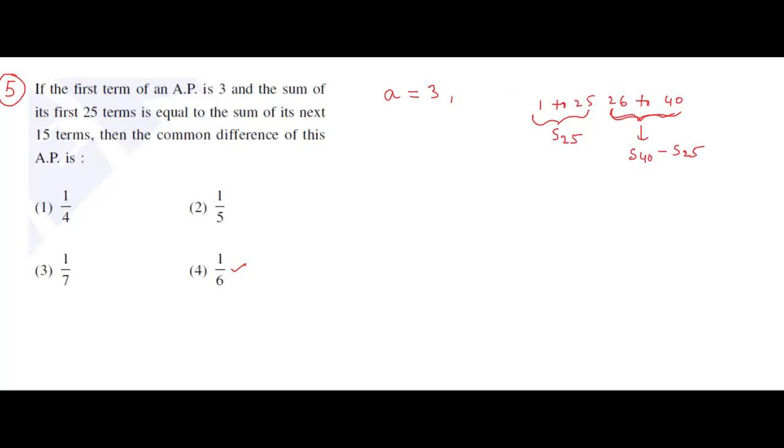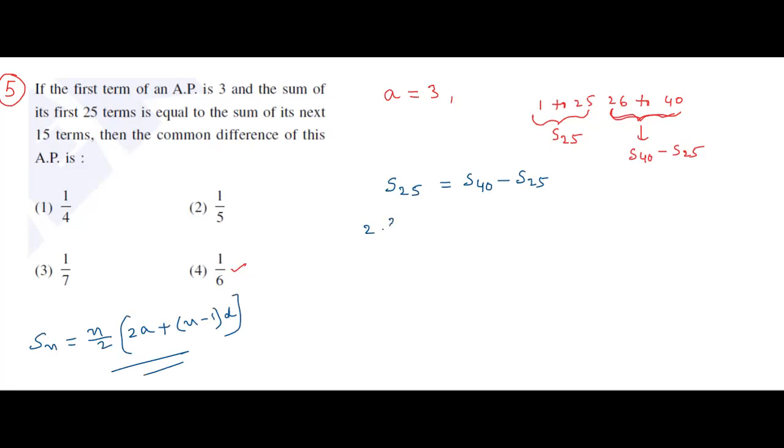Right. So in this way, I am going to find the common difference. S25 is equal to S40 minus S25. This S25 goes to the left hand side: 2 into S25. Sum of 25 terms in AP series. What is the sum of n terms in AP series formula? n by 2 into 2a plus n minus 1 into d. This is the formula, sum of n terms.